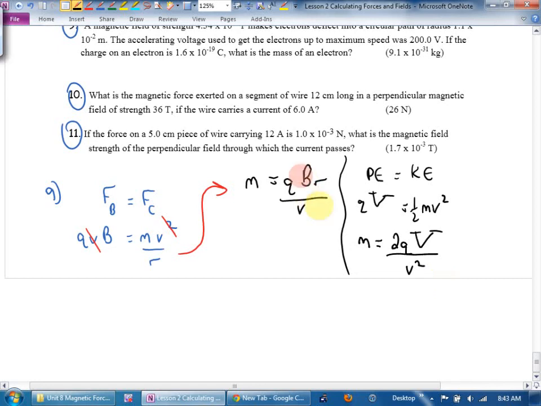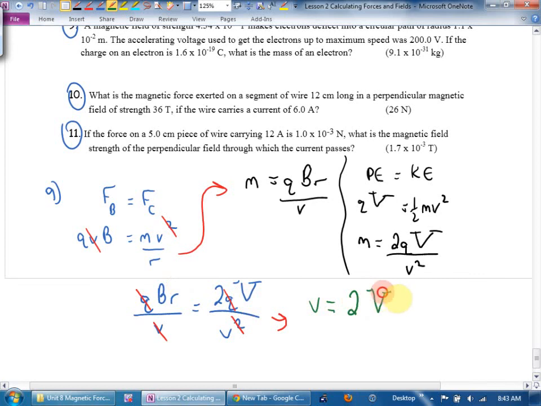What does this equal? Say the letter m. Then can I not reasonably say QBr over v equals 2 Q voltage over v squared? They equal each other. And Sally, I noticed, lo and behold, my charge cancels, which is kind of cool. And one of my velocity cancels, which is kind of cool. And I think now I can find the velocity. Which, as I said, this question really is wanting me to find the velocity. The velocity is going to be v equals 2 voltage over Br.